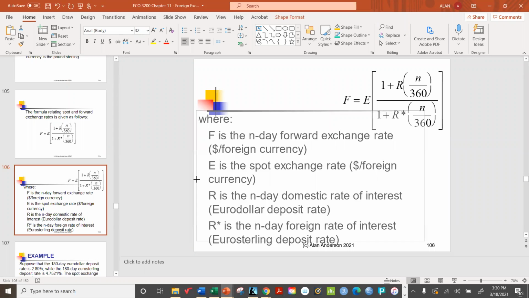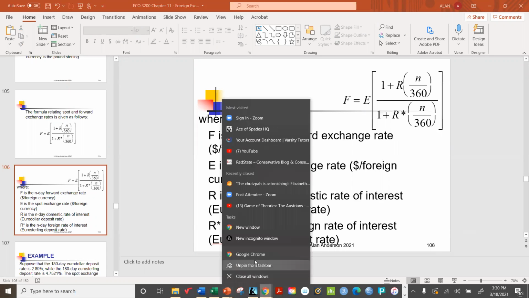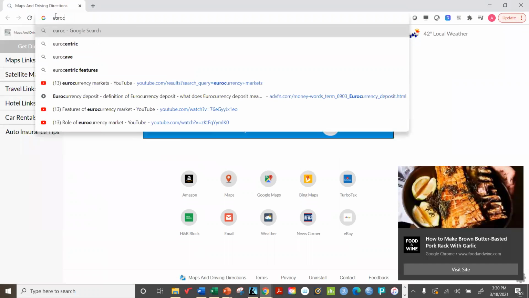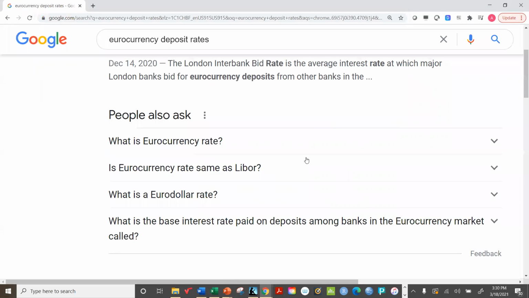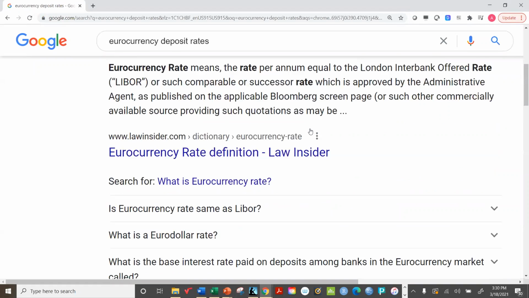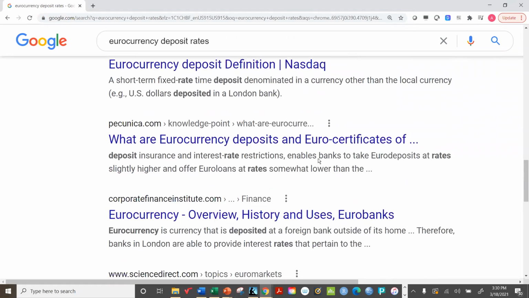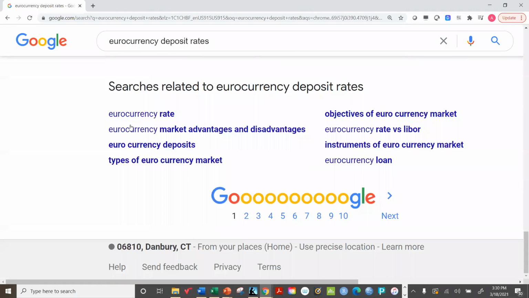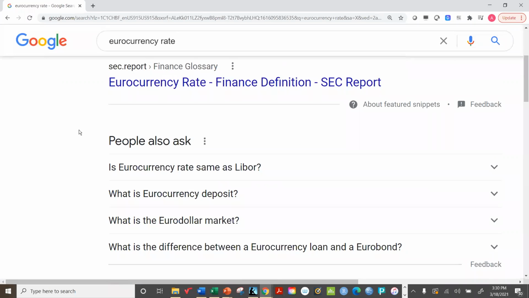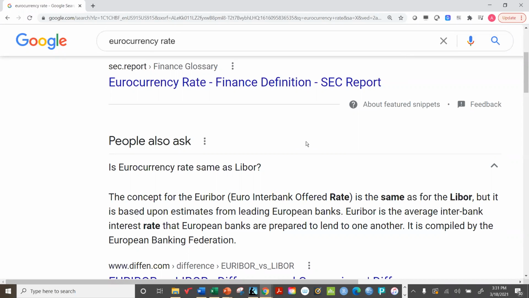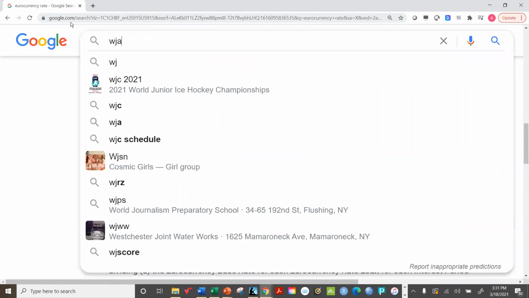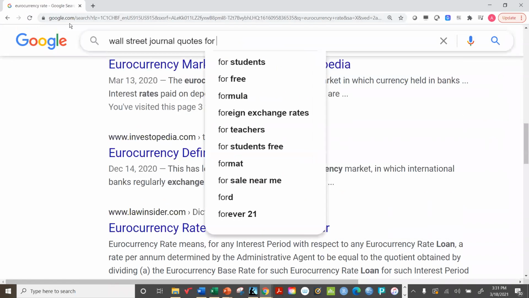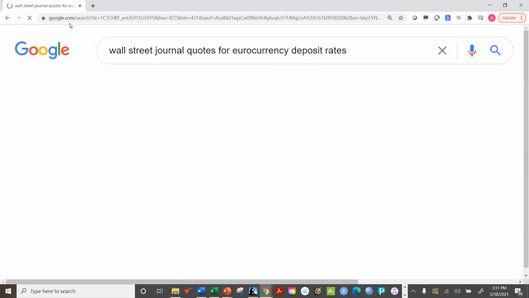Now, the interest rates in these currencies are clearly not going to all be the same. In fact, I wonder if it would be possible for us to look them up. Eurocurrency deposit rates. I want to see what they look like right now. It may not be possible to find this. I'd love to see the real world values, but it may not be possible. Oh boy. Let's see if the Wall Street Journal has them. You wouldn't think it would be so difficult to find this, would you?